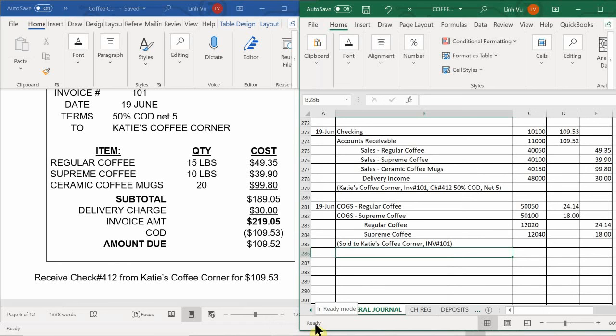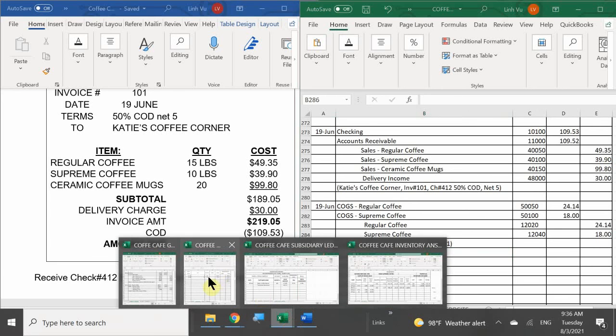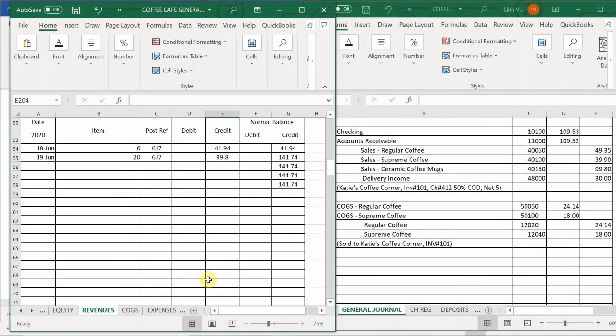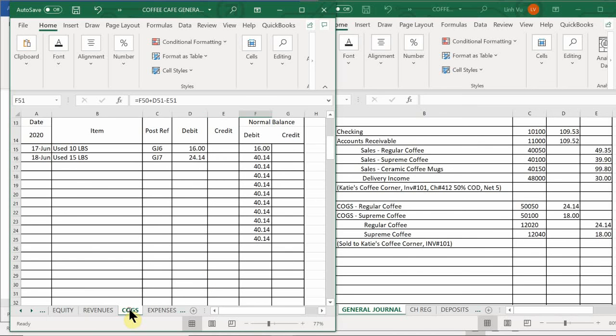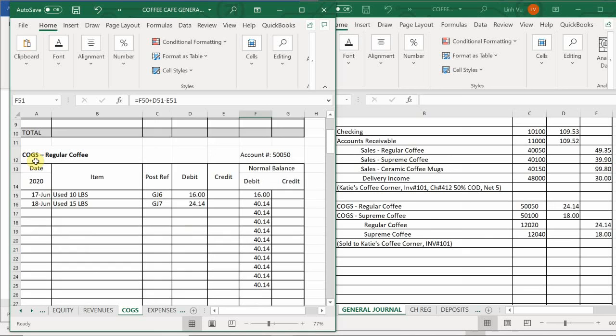So what's next? You got this, Sonia? Yes, sorry. We need to record in our general ledger. Yes, right? Because we need to update our accounts to reflect that we're taking this amount out from our inventory. So first thing that we have here is going to be cost of goods sold. So we have the regular coffee here.